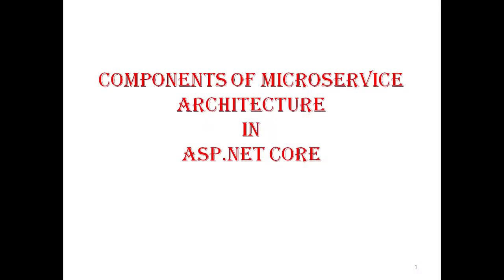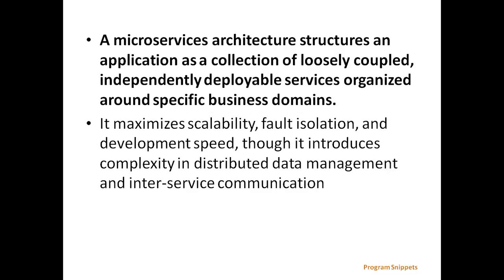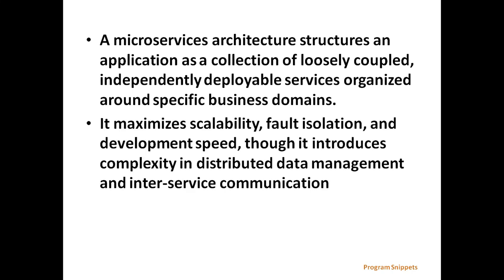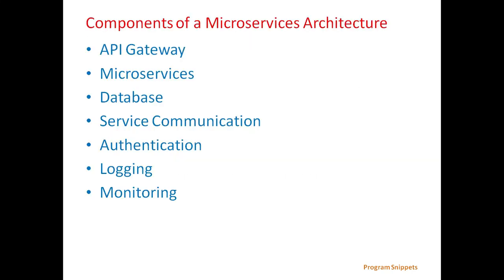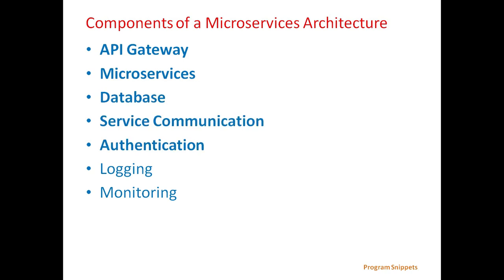Here we will see components of microservice architectures. A microservices architecture structures an application as a collection of loosely coupled, independently deployable services which are organized around specific business domains. It maximizes scalability, fault isolation, and development speed, though it introduces complexity in distributed data management and inter-service communication. Different components of microservice architectures are API gateway, microservices, database, service communication, authentication, logging and monitoring.